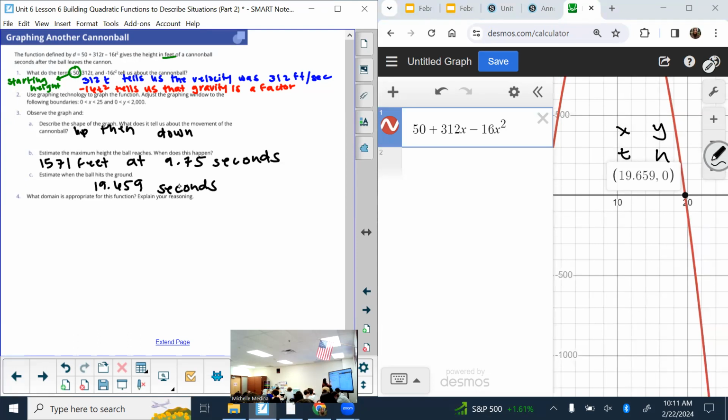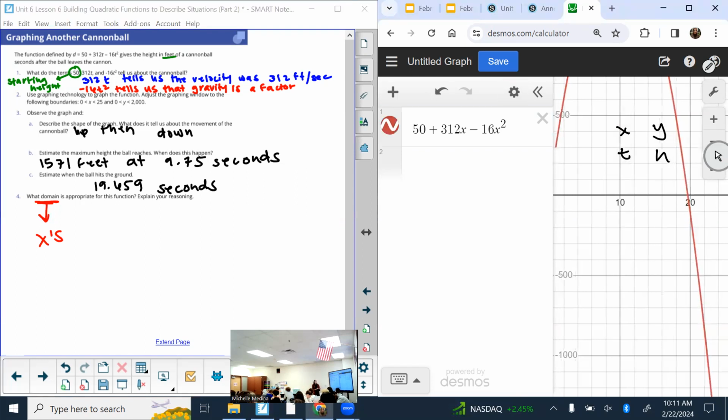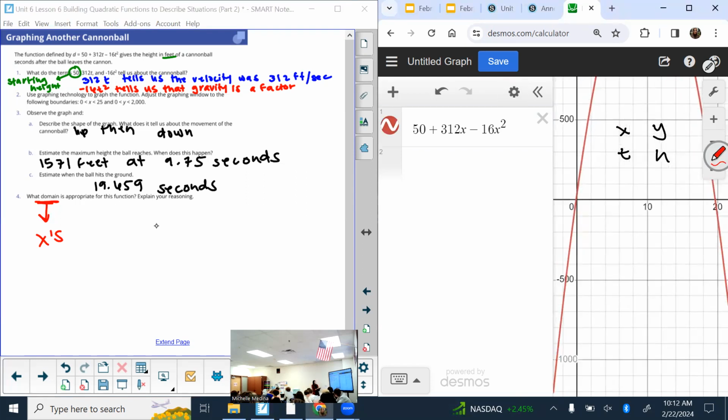Okay? Now, domain, it will ask about the domain on practically every single test. So table 8, domain refers to all the what in a function? All the x's, good. So it's saying what values for the x essentially are appropriate. So table 9, what should my x's start at for this function? 0. Where should they end at?